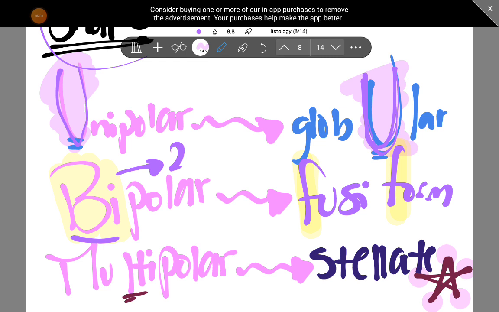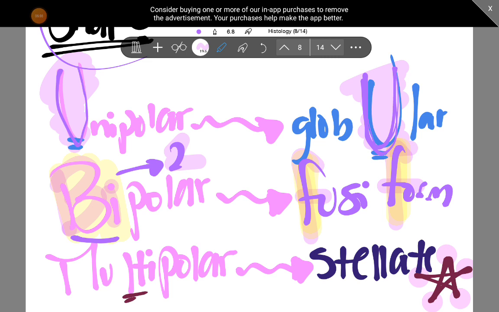And then the bipolar, bi means two, and it's fusiform in shape. Okay, what shape is it? It's fusiform. And fusiform has two F's, and bi means two. So how to remember? First of all, unipolar with a U, globular with a U. And then the bipolar cells, the shape has two F's, so it's fusiform.